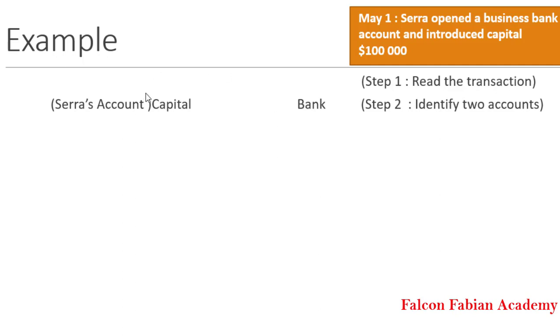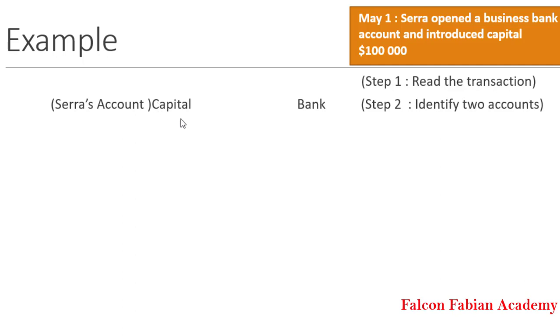Now let's identify the class of accounts. So the first account over here is capital account or Sarah's account. Sarah is the owner. So it's the account of a human being or an individual. And whenever the account is of an individual, the rule of personal account is going to be applied.